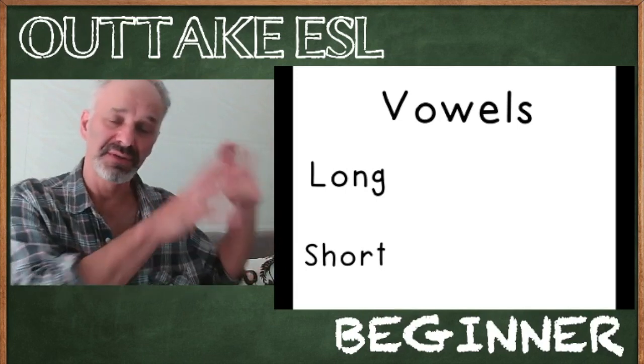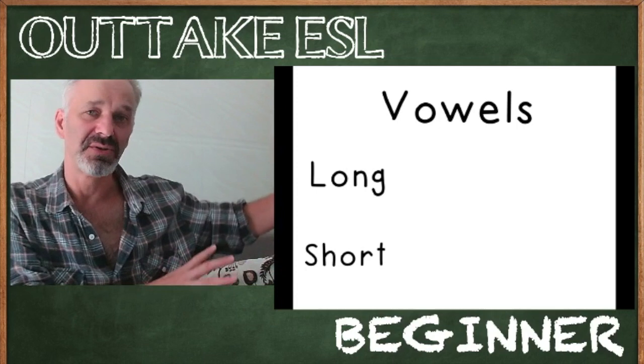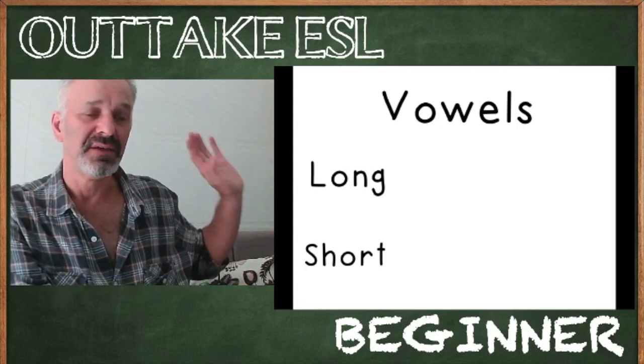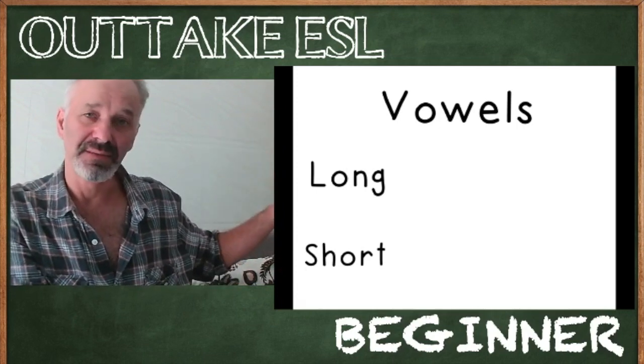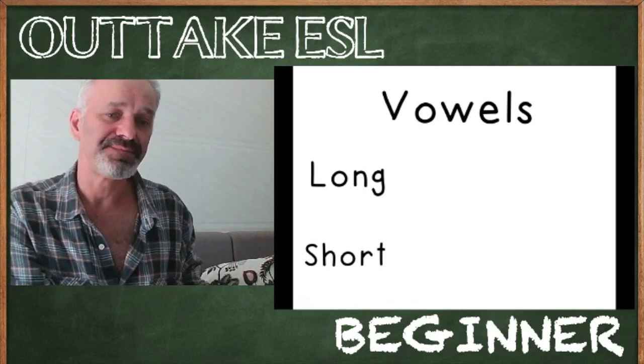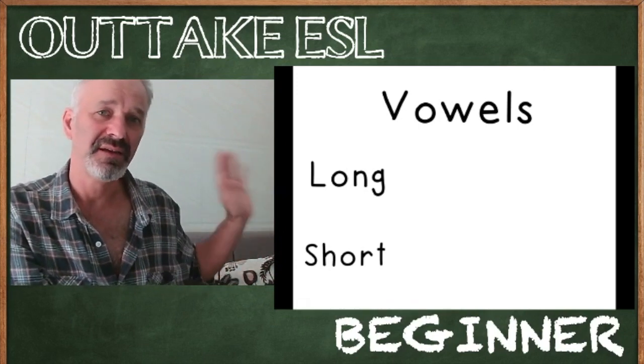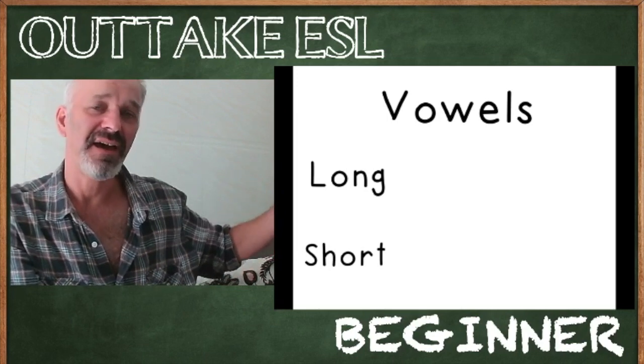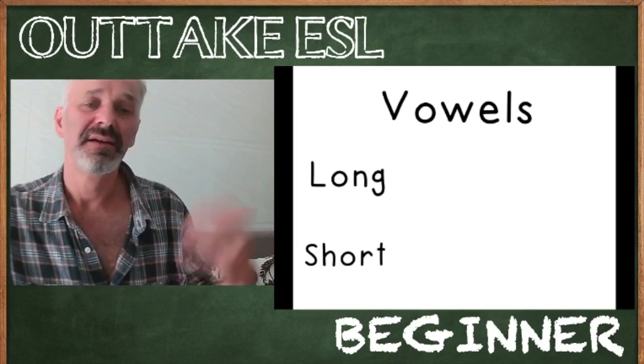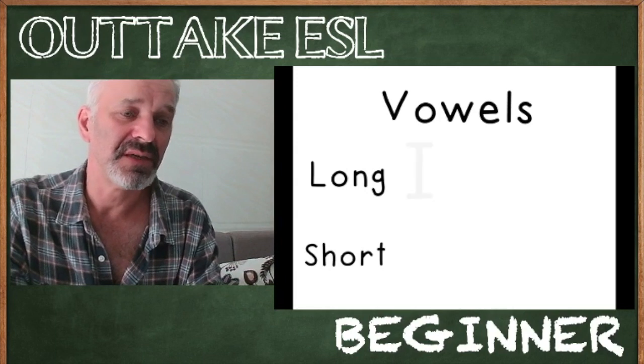What I will do is I'll write the long and the short vowels, A, E, I, O, U. I'll write the phonetic symbol next to the letter. And first we'll review A and E. What's the sound? A. What's this? E. What's this? Ah. And then we'll get to the new vowels.